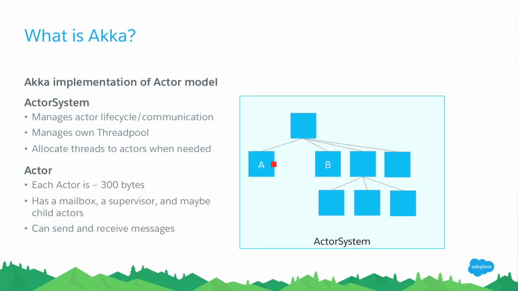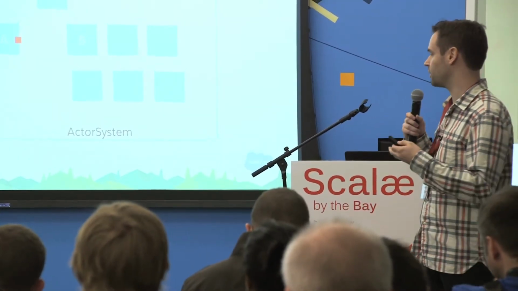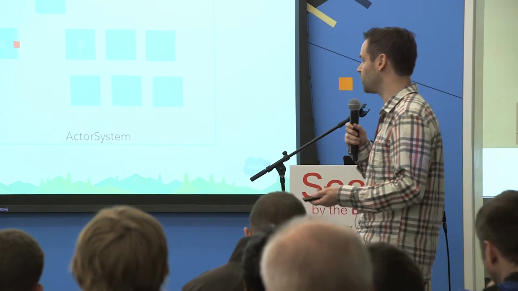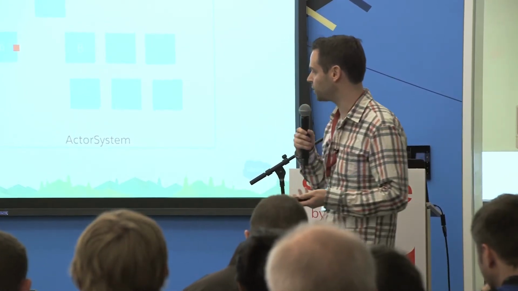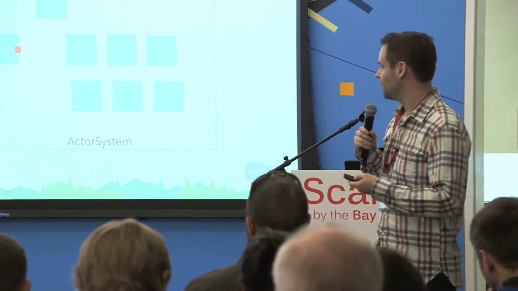And then you have all the actors. Each actor is roughly 300 bytes. They are pretty lightweight. That means you can run on 1 gigabyte of memory, you can run over 3 million actors. So it's much more efficient than using threads. You can fit much more actors in your memory than if you had to use threads.